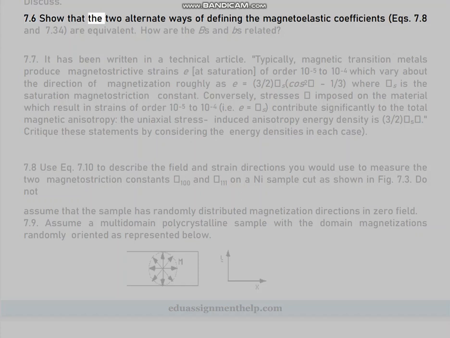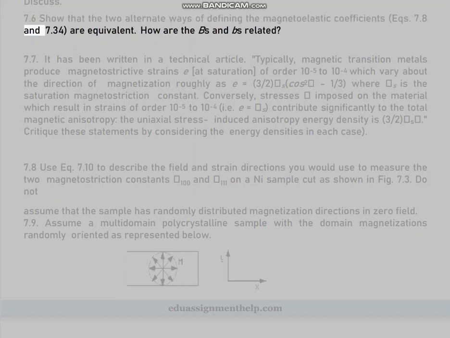7.6 Show that the two alternate ways of defining the magnetoelastic coefficients, EQ 7.8 and 7.34, are equivalent. How are the B's and b's related?